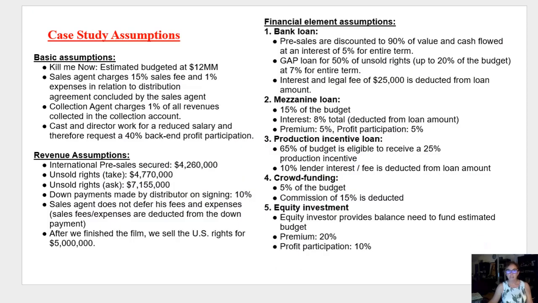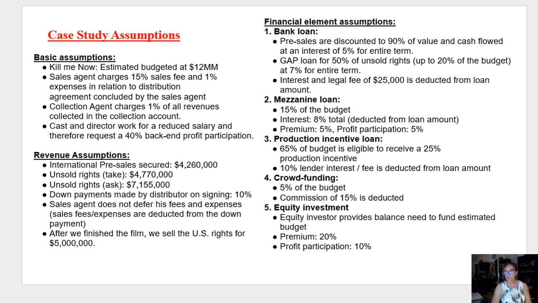So here's our case study assumption for this movie. This movie is budgeted at $12 million. We have engaged a sales agent who is charging us a 15% sales agency fee and 1% expenses based on the distribution sales that he will be accomplishing for us and concluding for us. We also hired a collection agent charging 1% of all the amounts that are hitting the collection agency management account. And we have our casting director work for a reduced salary, which is why the profit participation is fairly high with 40%.